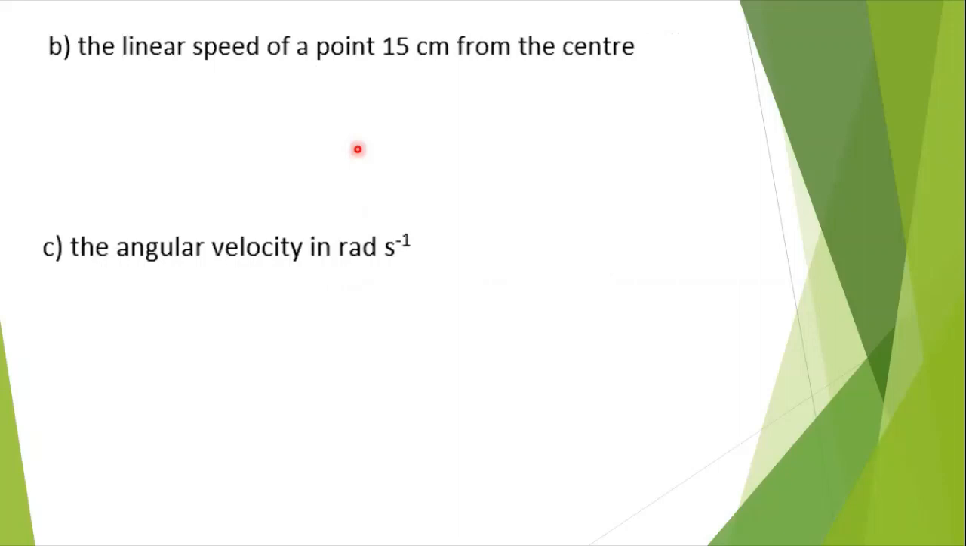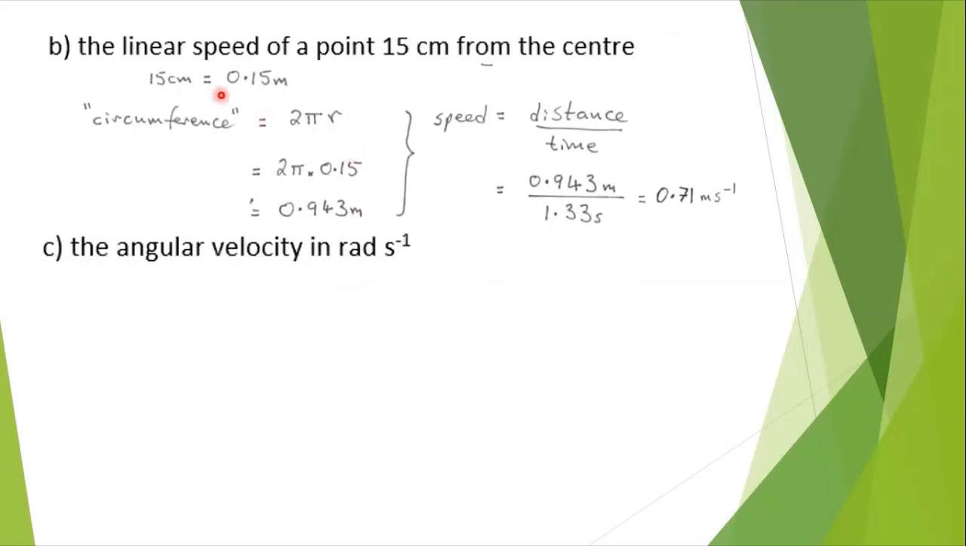What about the linear speed of a point 15 centimeters from the center? Well, 15 centimeters in meters, the effective circumference that this point follows is 2 pi r, which works out to be 0.943 meters. We're interested in the linear speed, which is the total distance over the time taken. We're talking about it going around once. So this is the distance, the linear distance, the circumference in that time. Divide one by the other, and we get 0.71 meters per second.